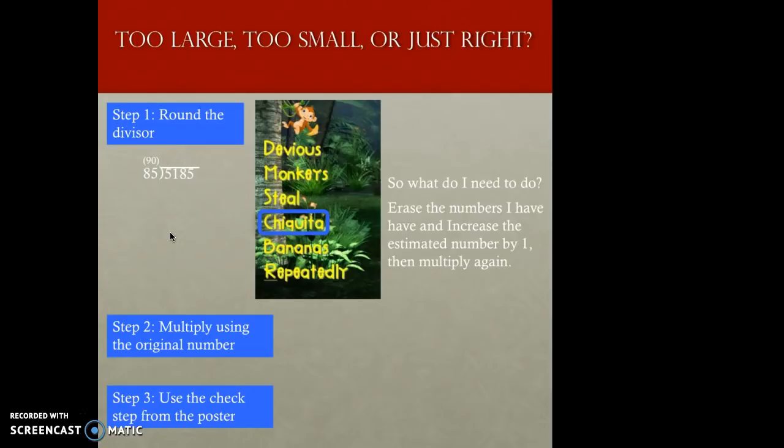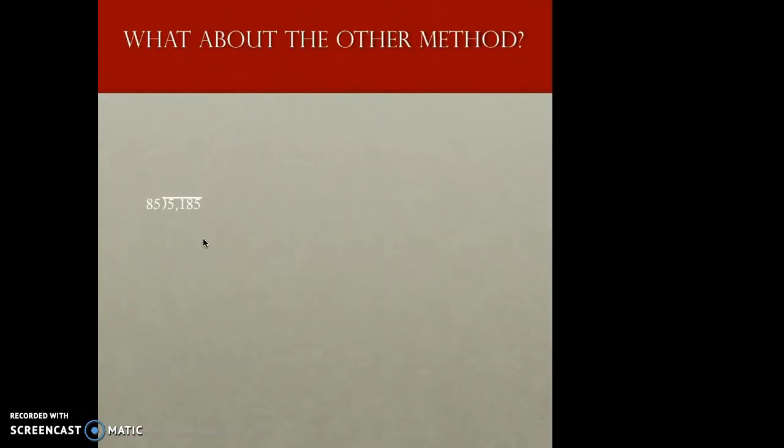So 5 was too small, so I'm going to increase it by 1 and use 6. So I'm going to do 6 times 85, which is 510. Now when I subtract, I'm good to go. That number is smaller. I've checked it. Now I can bring down. I've got 85, and I know that 1 times 85 is 85, and I'm done. Now, what about the other method?